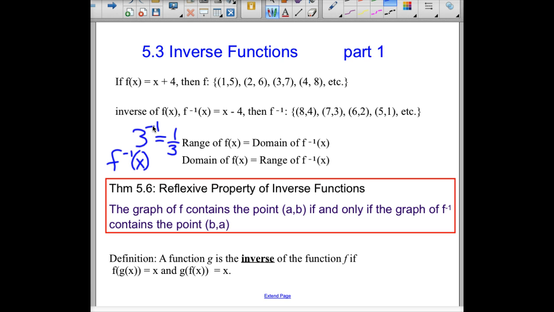So if we have x plus 4, then the inverse would be x minus 4. And we'll get into more details about how to find that. I know you learned it in Algebra 2 and pre-calc, but we'll go through it again.